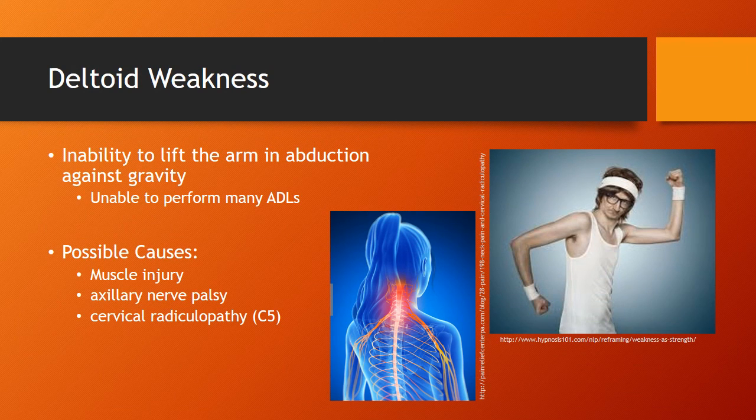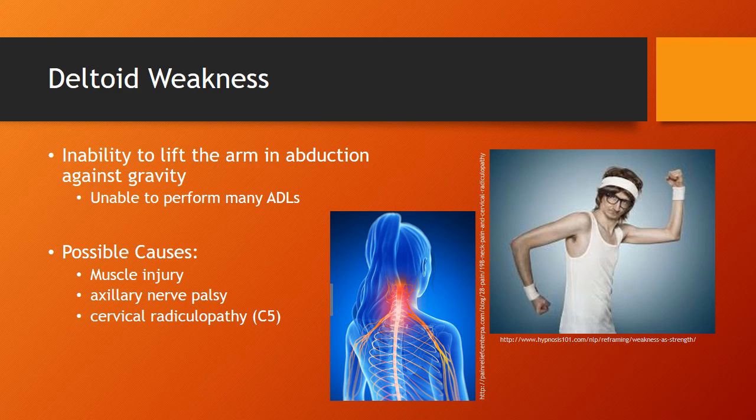Weakness in the deltoid muscle would result in the inability to lift the arm in abduction against gravity. This would lead to difficulty performing a wide array of activities of daily living, since abduction of the shoulder is involved in many actions such as driving, reaching for items in kitchen cabinets, and brushing your teeth, just to name a few.